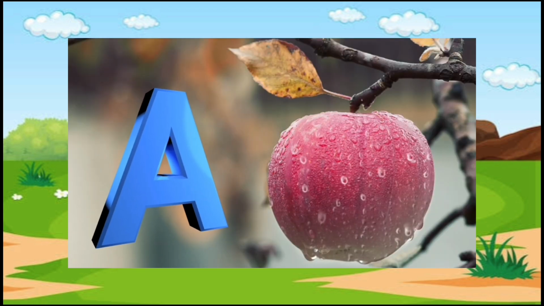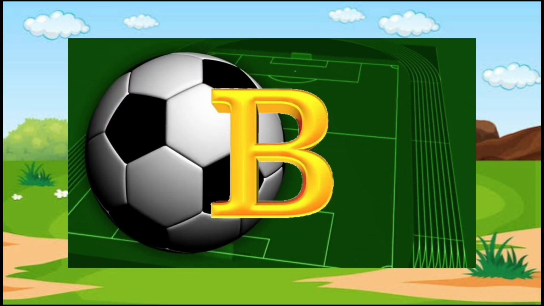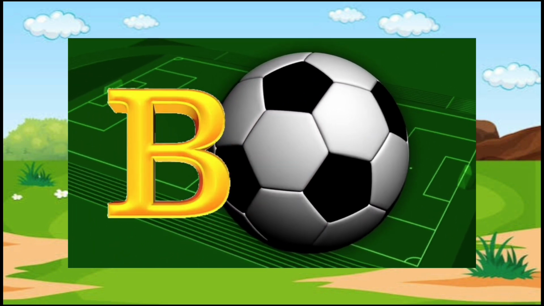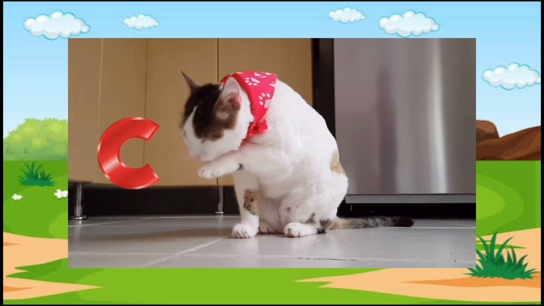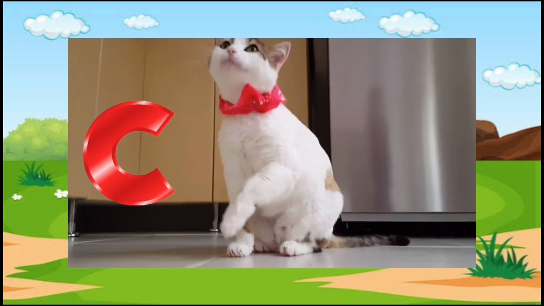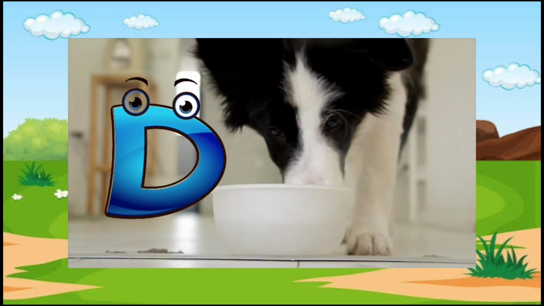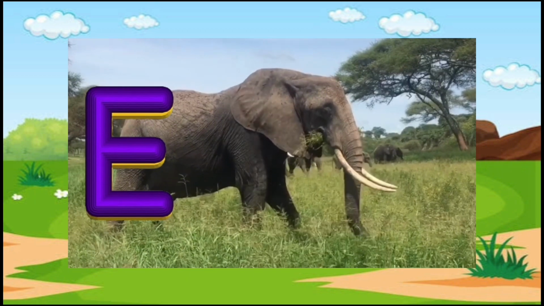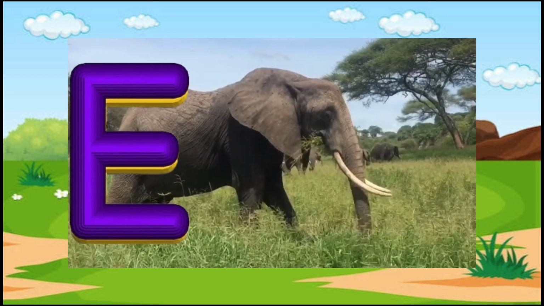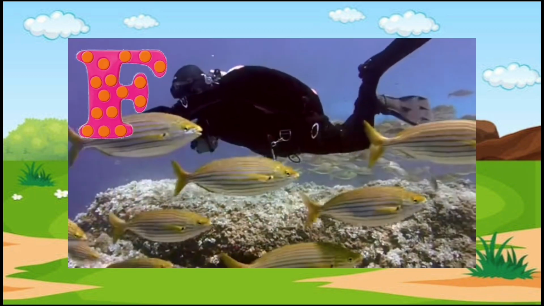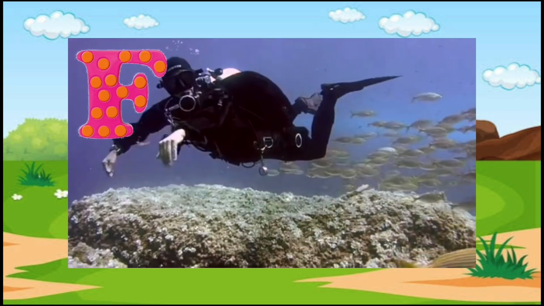A for apple, a, a, a. B for ball, ba, ba, ba. C for cat, k, k, k. D for dog, d, d, d. E for elephant, e, e, e. F for fish, f, f, f.